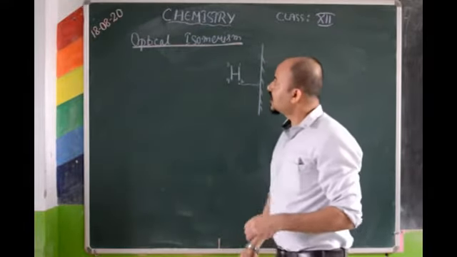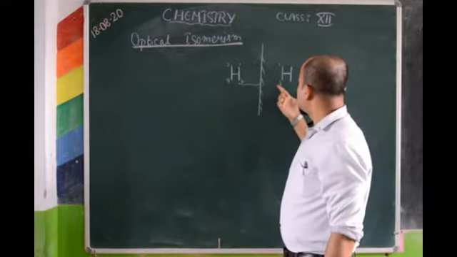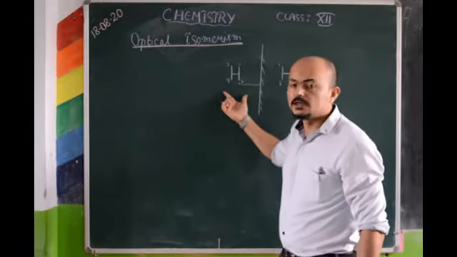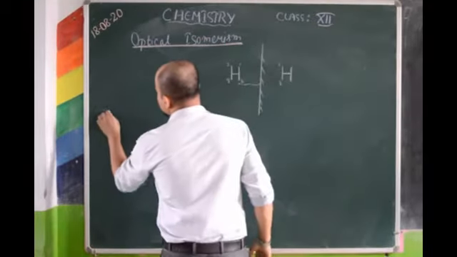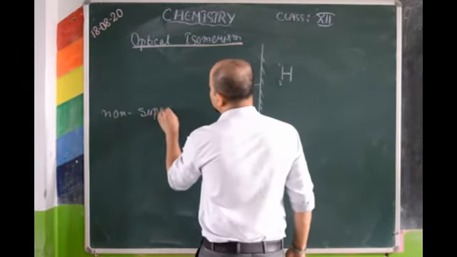So, for optical isomerism, what has to be the relation between the image and the object? They have to be non-superimposable. So, the first condition is non-superimposable.